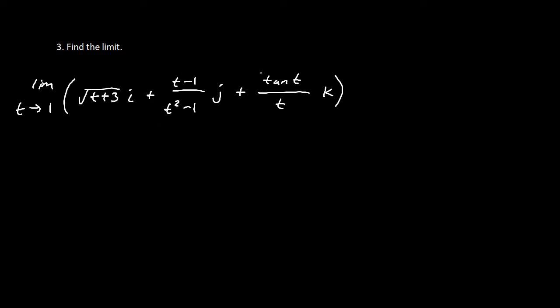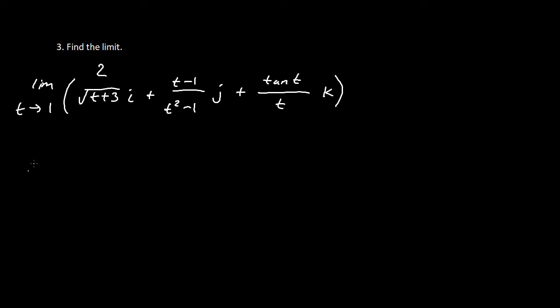Let's start with the square root of t plus 3. If we take the limit as t approaches 1 of the square root of t plus 3, the first option is always direct substitution when evaluating limits. And so we'll get the square root of 1 plus 3, the square root of 4, which is 2. So that is going to be the limit. I'll just write it up here.